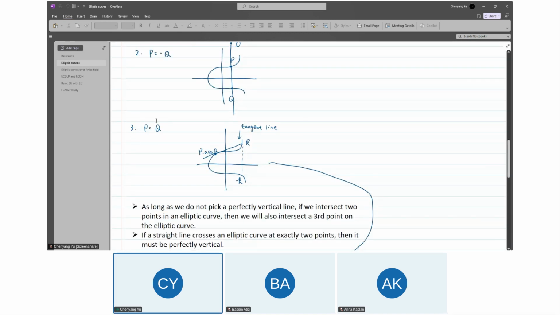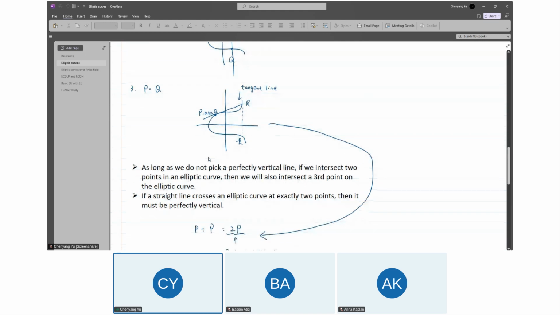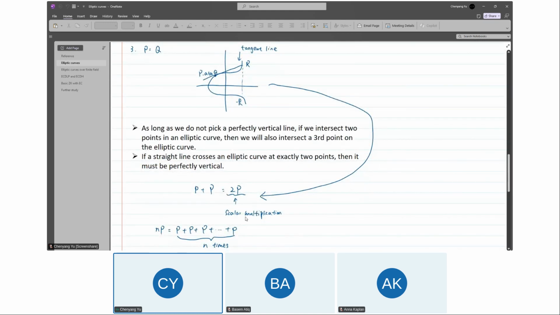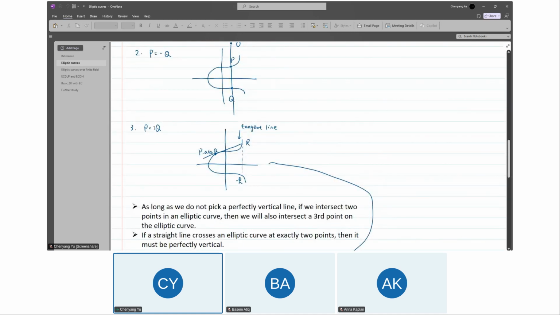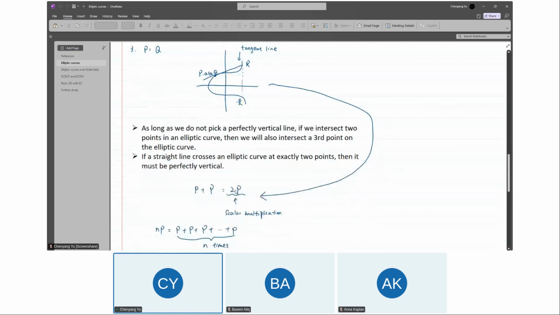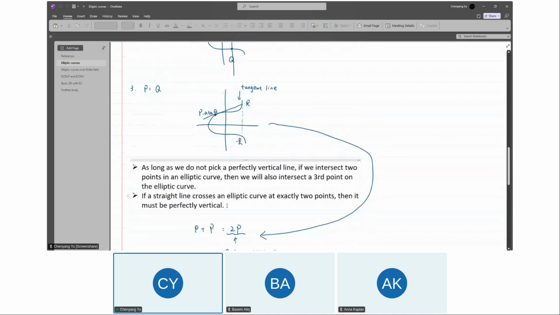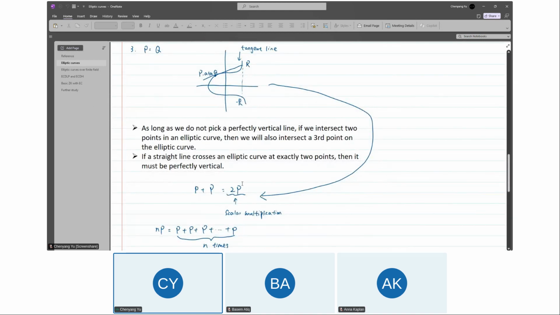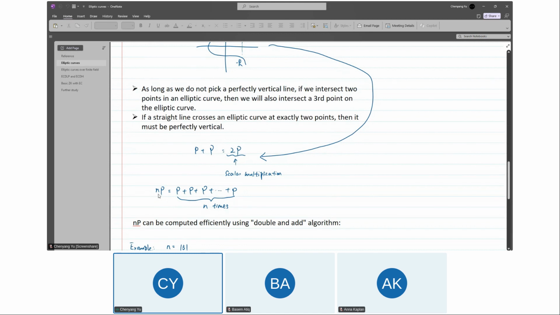And so I said this special case is very interesting. Why? Because we can define scalar multiplication based on this case, okay? So if P equals Q, think of this as P plus Q equals P plus P equals 2P. So this special case just leads to the definition of scalar multiplication. The quote unquote multiplication on EC is just you do addition n times. So basically n times P equals P plus P, n times, okay?